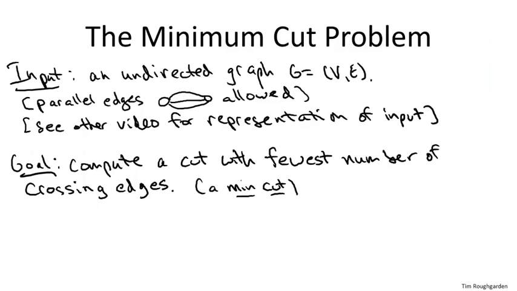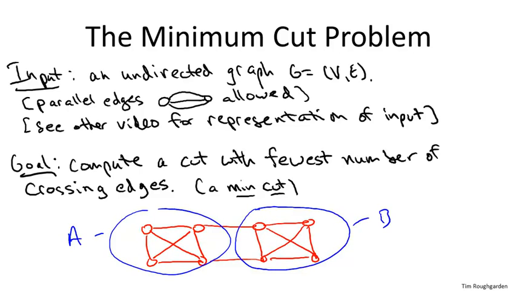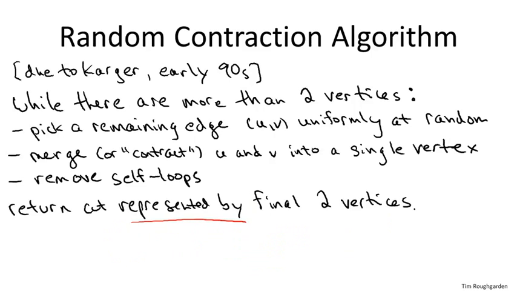So recall on this problem we're given as input an undirected graph, possibly with parallel edges, and the goal is to compute among the exponential number of possible different cuts, that with the fewest number of crossing edges. So for example, in this graph here, which you've seen in a previous video, the goal is to compute the cut AB here, because there are only two crossing edges, and that's as small as it gets. That's the minimum cut problem, and Karger proposed the following random contraction algorithm based on random sampling.